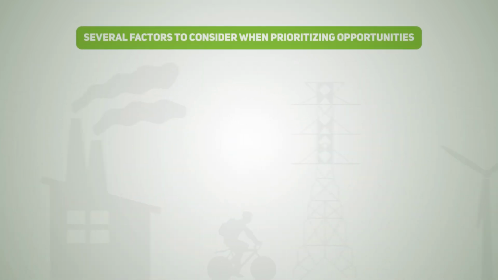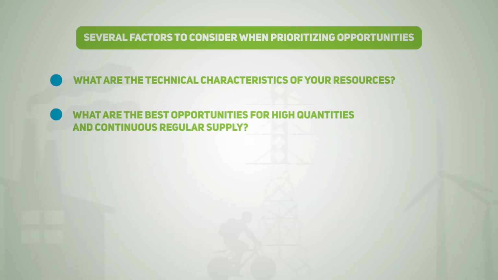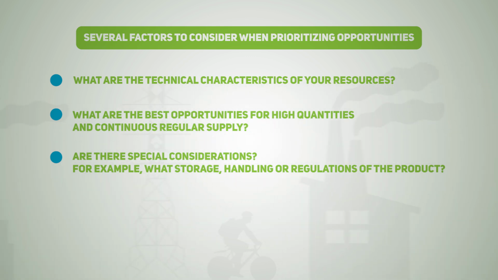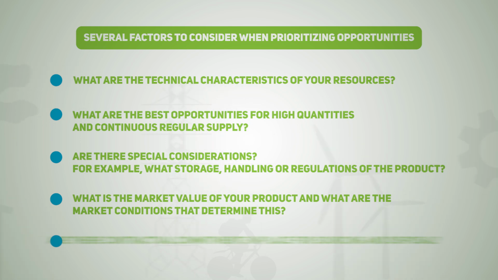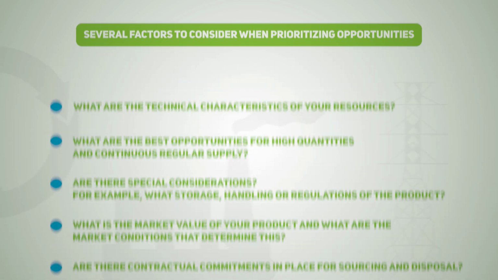There are several factors to consider when prioritizing your opportunities. What are the technical characteristics of your resource? What are the best opportunities for high quantities and continuous regular supply? Are there special considerations? For example, what storage, handling, or regulations of the product? What is the market value of your product? And what are the market conditions that determine this? Are there contractual commitments in place for sourcing and disposal?